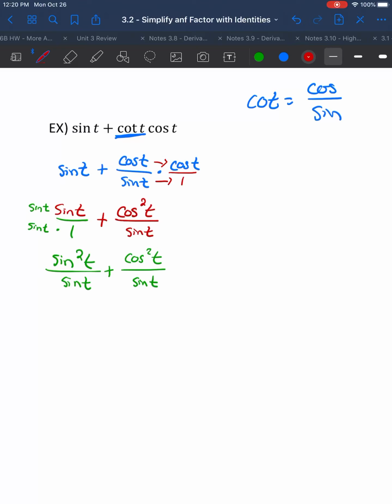Now that I have common denominators, I can add straight across my numerator: sine squared plus cosine squared over sine. All right, now, yeah, this looks uglier than what it did, but I now see squareds. Squareds make me think Pythagorean identities.